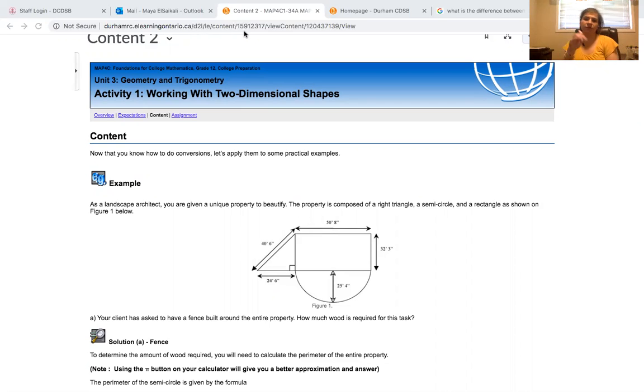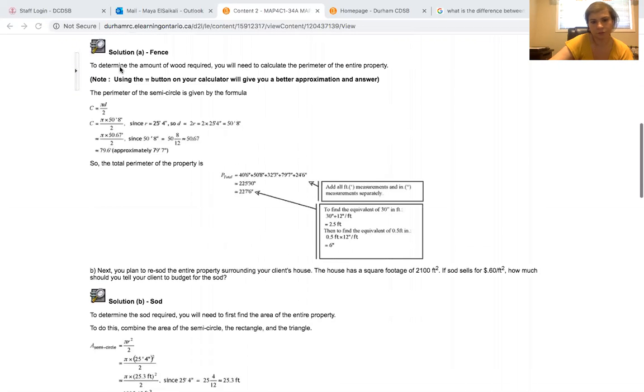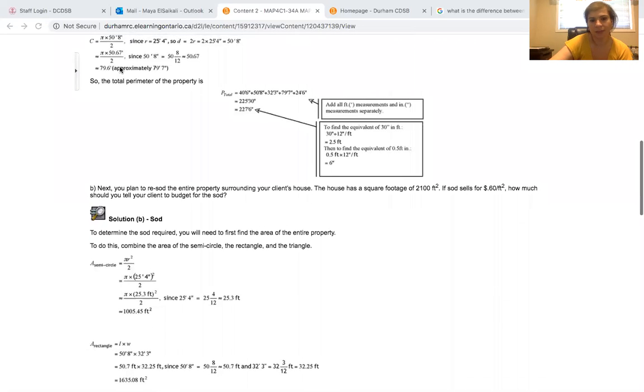So I need to find the area of the triangle, the area of the rectangle and the area of the semicircle, add them all together, and then subtract the area of the house, which is 2,100. All right, so let's see how we're gonna do that. We're gonna start with the area of the semicircle.